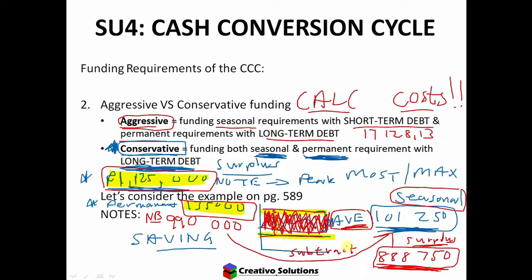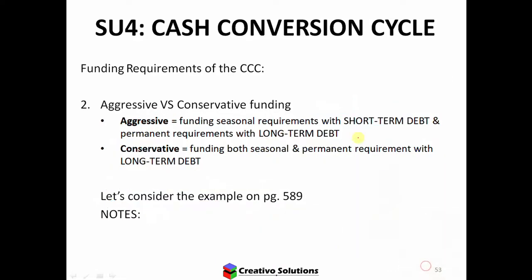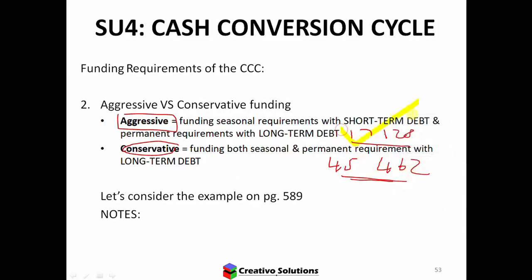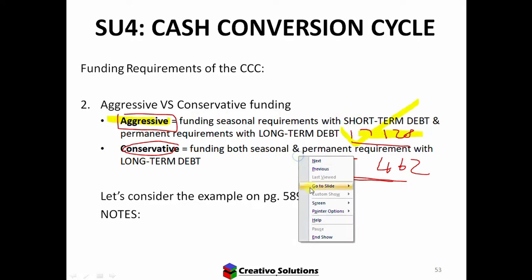Obviously, at the end of all of this, you're going to have a decision. The aggressive in this example is 17,128. The conservative in this example is 45,462. Which is bigger? The conservative. So which is more expensive? The conservative. Which is cheaper? The aggressive. So which strategy is better for our business, looking at our funding requirements? The aggressive, definitely, because it has a lower cost. Does that make sense? Yes. And that's how you make a decision.